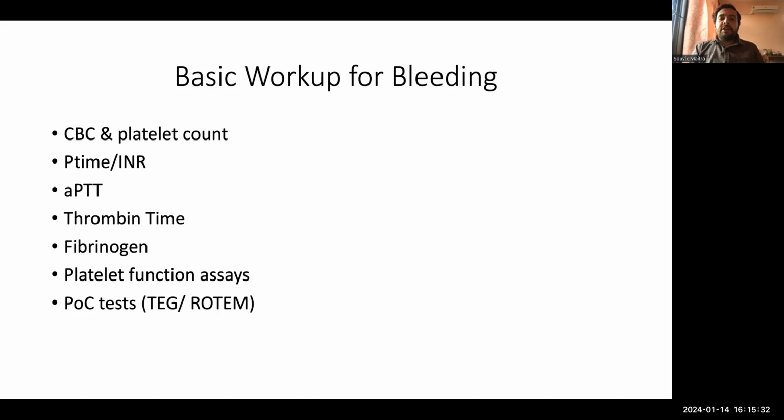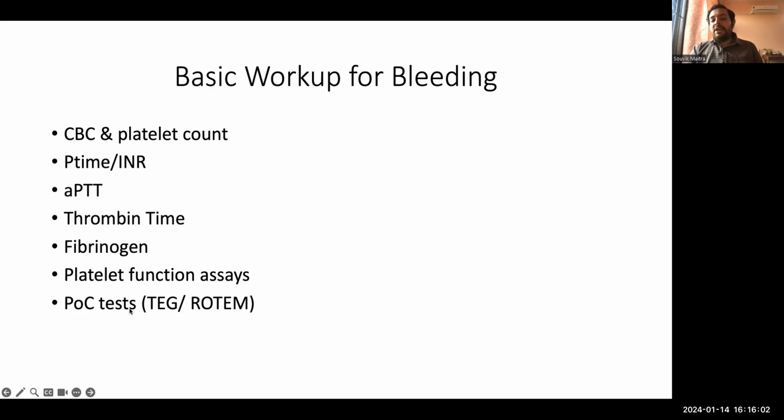As you all know, the P time and INR, I'll come into detail on how they are interpreted. And the activated partial thromboplastin time, and thrombin time. Thrombin time basically is a marker of fibrinogen activity, and serum level of fibrinogen, platelet function assays, and the point of care test. Regarding the platelet function assays, they should be ordered only in a specific clinical scenario, not routinely.